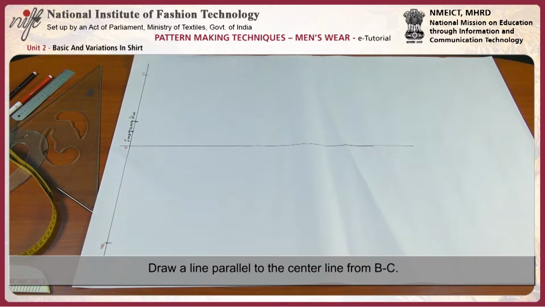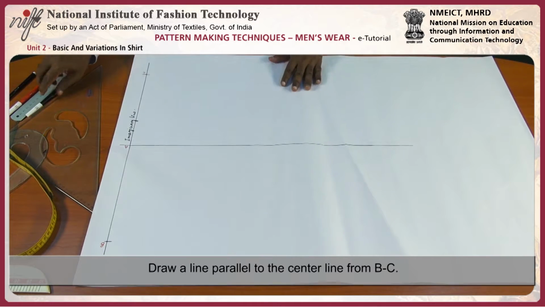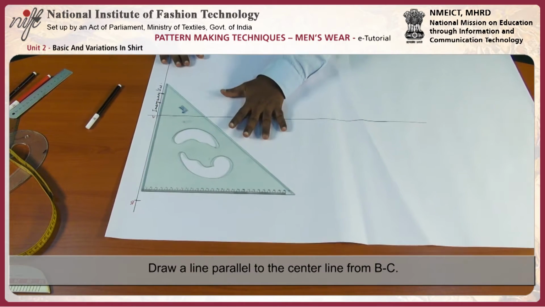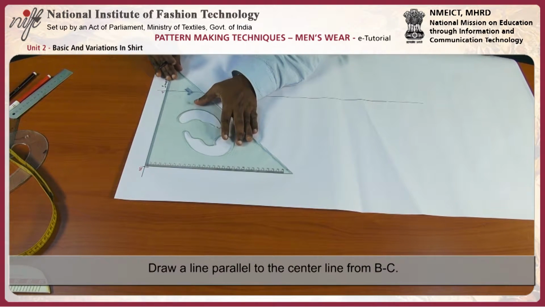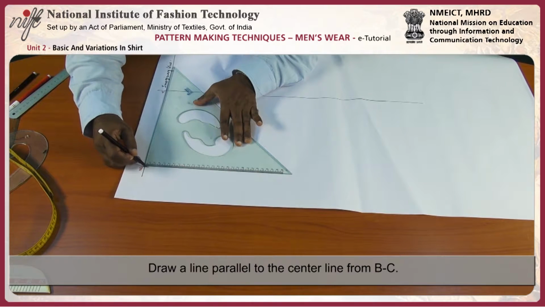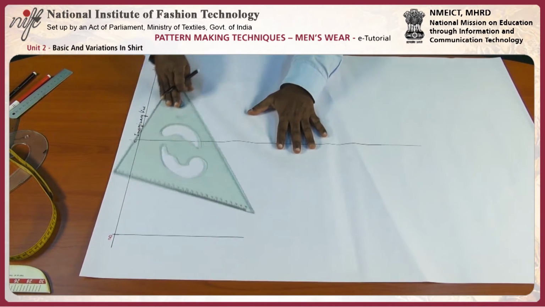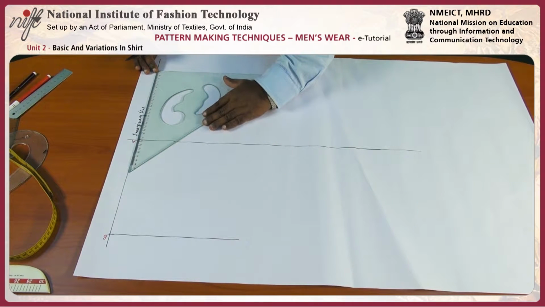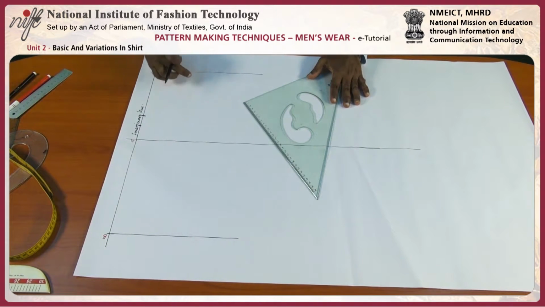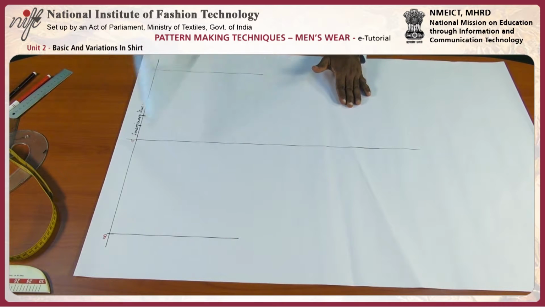Then draw a line parallel to the center line from point B and point C. That parallel line can be approximate, which can be up to 25 centimeter. These two lines are parallel to the line A.